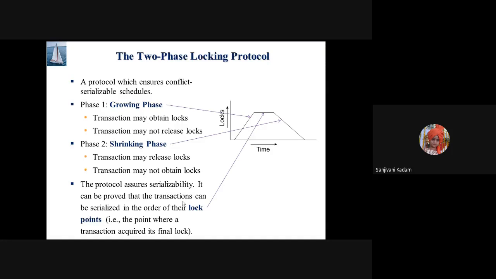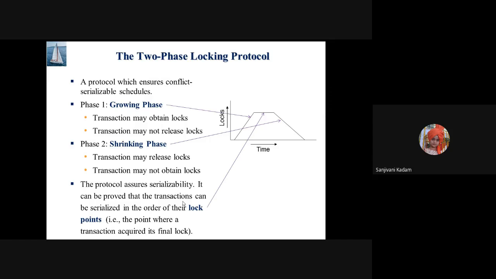This protocol ensures conflict serializability. Conflict serializability means converting a concurrent schedule to a serializable schedule by deciding the conflicts. Conflict means that when there are two requests, at least one must be a write operation. At that point conflict arises, and if any concurrent schedule can be converted into a serializable schedule, then we say it is conflict serializable.